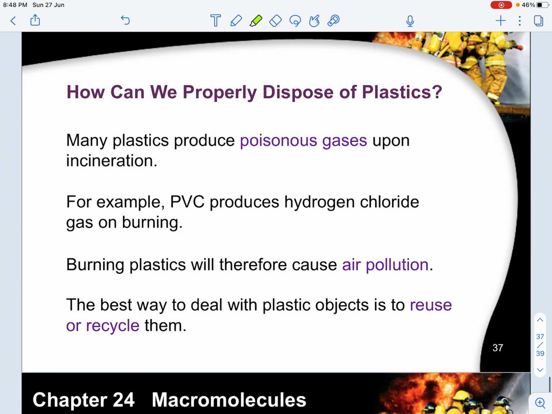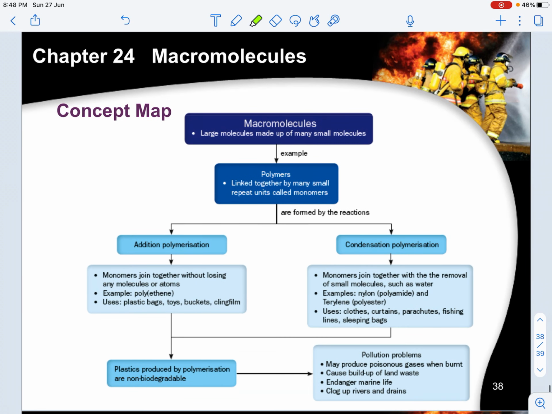So how can we properly dispose of plastic? Because most of them produce poisonous gas when we burn them. So burning plastics will cause air pollution, and the best way to deal with it is to reuse it, recycle it, or use less of it. So that's generally the end of this macromolecules chapter.